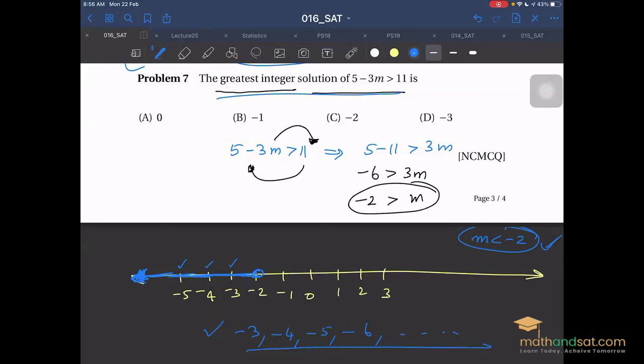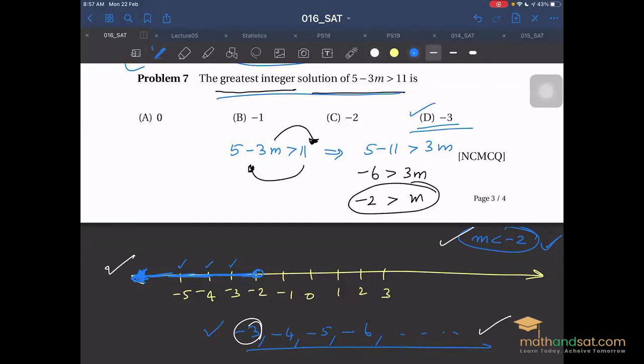So we have found the solution and I have written down the integer solutions. From this, I have just chosen the greatest integer. Understand what I'm saying? I've solved the inequality, represented it on the number line, then marked all the integer solutions, and from them I'm choosing the largest possible integral solution, which is minus 3. So minus 3 is the answer.